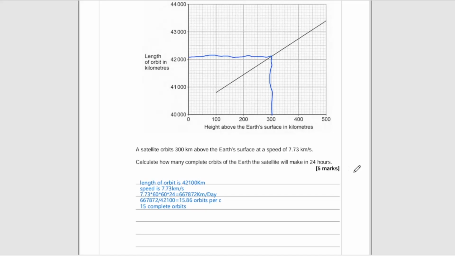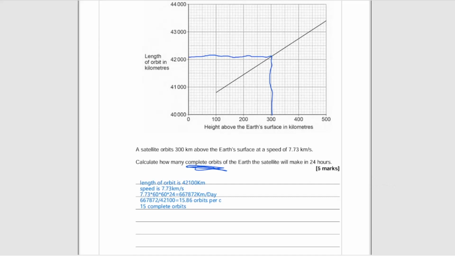And then you simply divide the value for kilometers per day by the length of orbit to get orbits per day, and you get 15.86 orbits per day. However, it's asking specifically how many complete orbits there are.